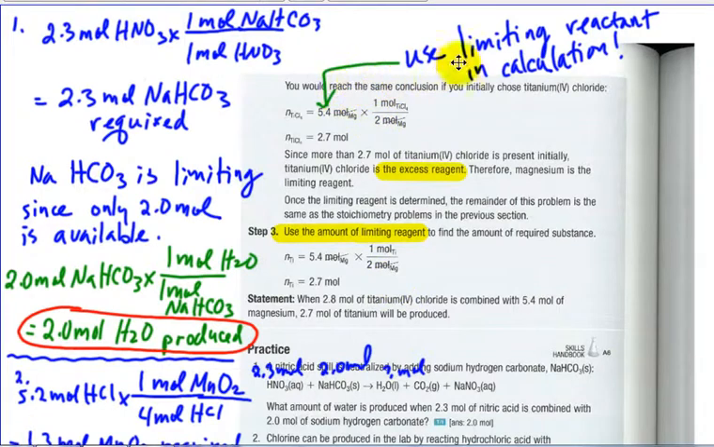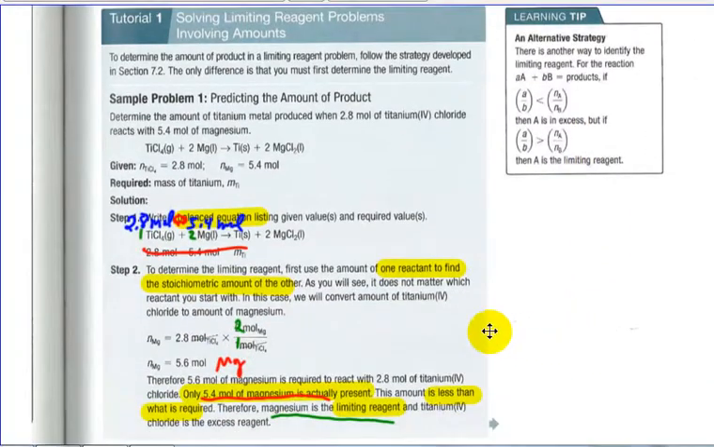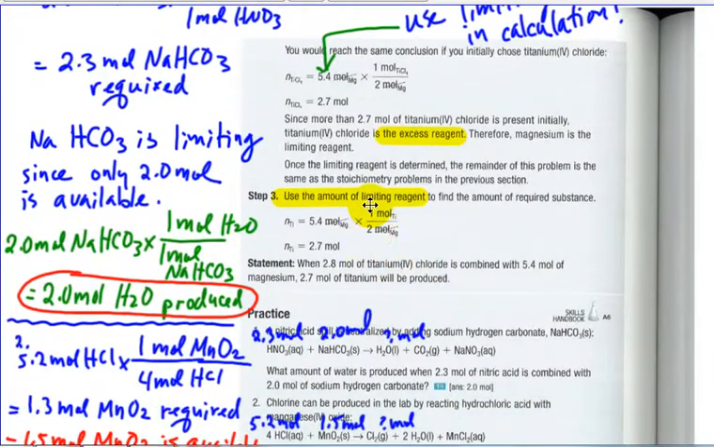And of course, we use the limiting reactant in the calculation to figure out how much of the required substance we need or how much product will be produced. This question did ask for how much titanium metal is produced, so we use our limiting reactant, 5.4, and it's a 2 to 1 ratio when going from magnesium to titanium. So you can see 2.7 moles of titanium is produced.